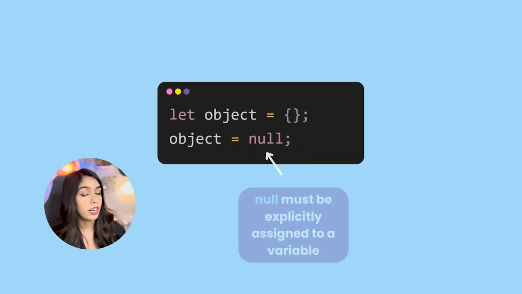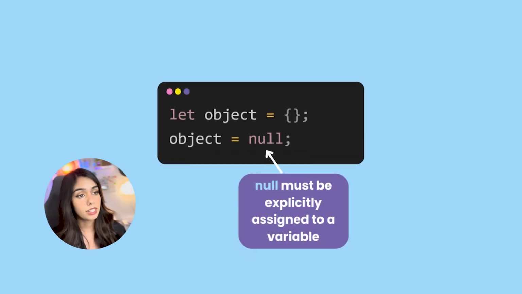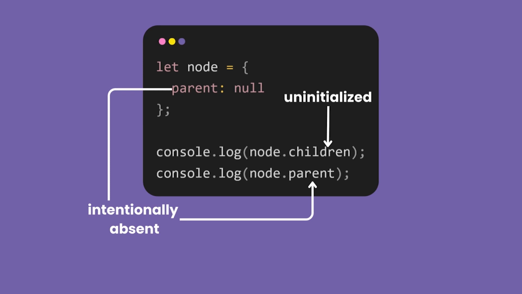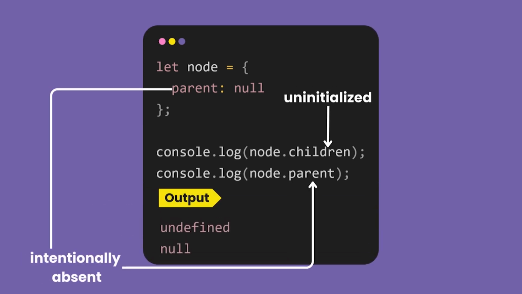Null, on the other hand, always needs to be explicitly assigned to a variable. This means that null will not occur in a JavaScript program unless you have explicitly assigned null to a variable. You can think that undefined is generally used to signify that something is uninitialized, whereas null is used to signify that something is intentionally empty or absent.